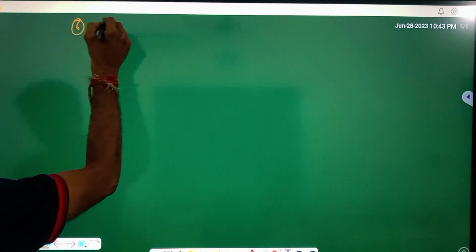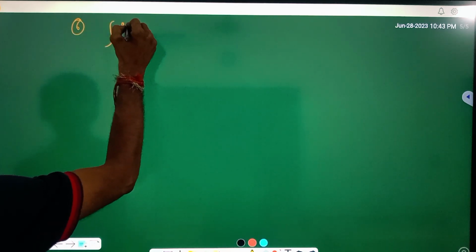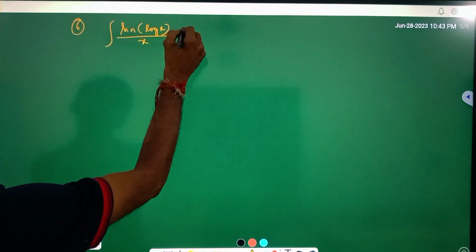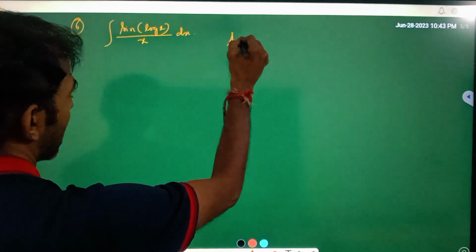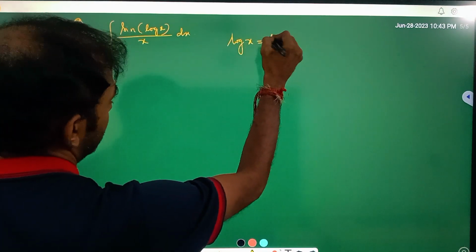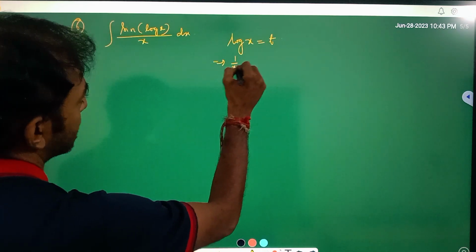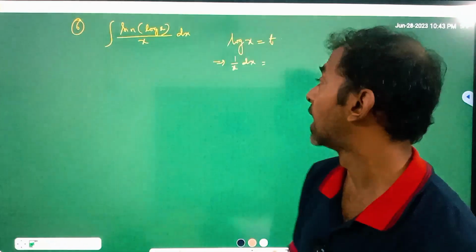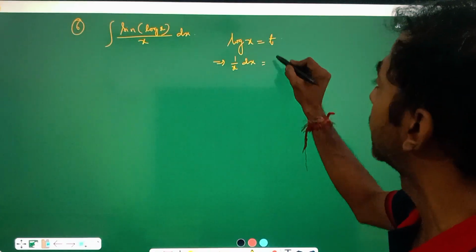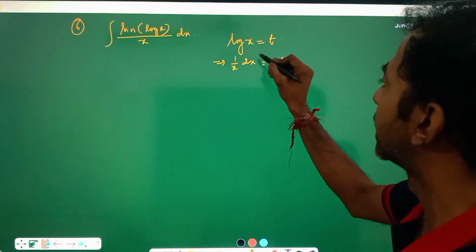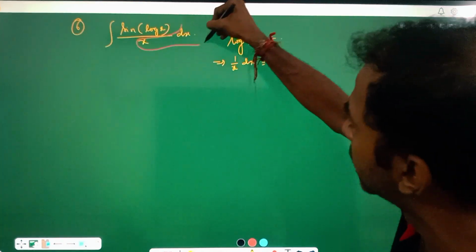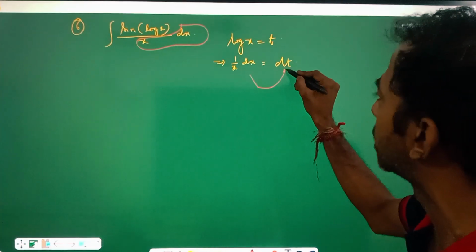Next, the sixth problem. Sixth problem is integration of sine log x divided by x dx. You need to compute log x as t. Now we all know that differentiation of log x is 1 by x, so 1 by x dx will be dt. So we are getting dx by x equals dt, and dx by x is substituted by dt.